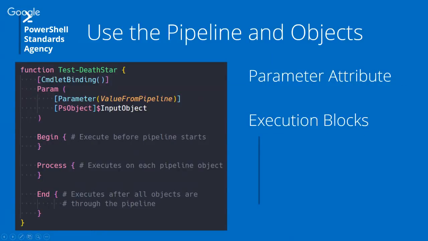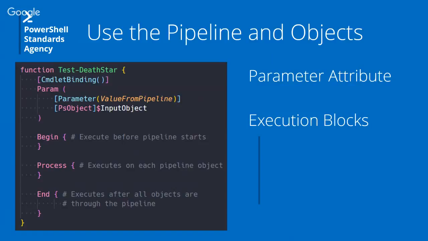What we're actually going to look at is how you can turn your functions to use the pipeline as well. That's really straightforward. You need an advanced function for that. You look first of all at the Parameter attribute, and here you can see on the left-hand side we've got ValueFromPipeline. That says that particular variable, InputObject, will take its value from the pipeline. And then we have our three execution blocks: begin, process, and end. Begin is executed before the pipeline starts, process is executed on each pipeline object, and end is executed at the very end.